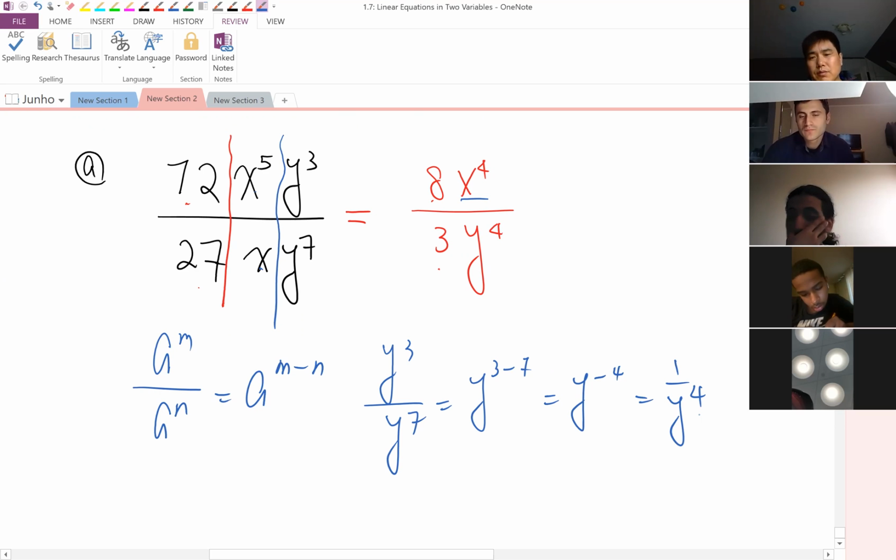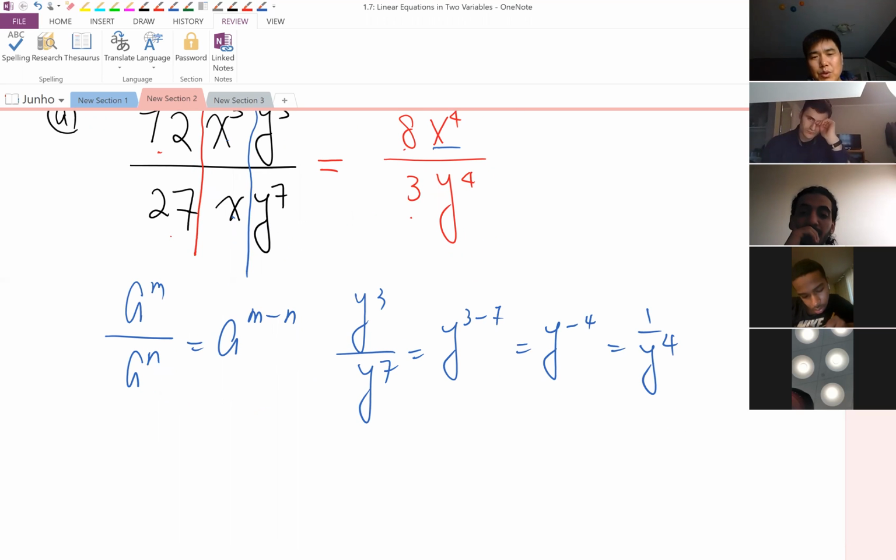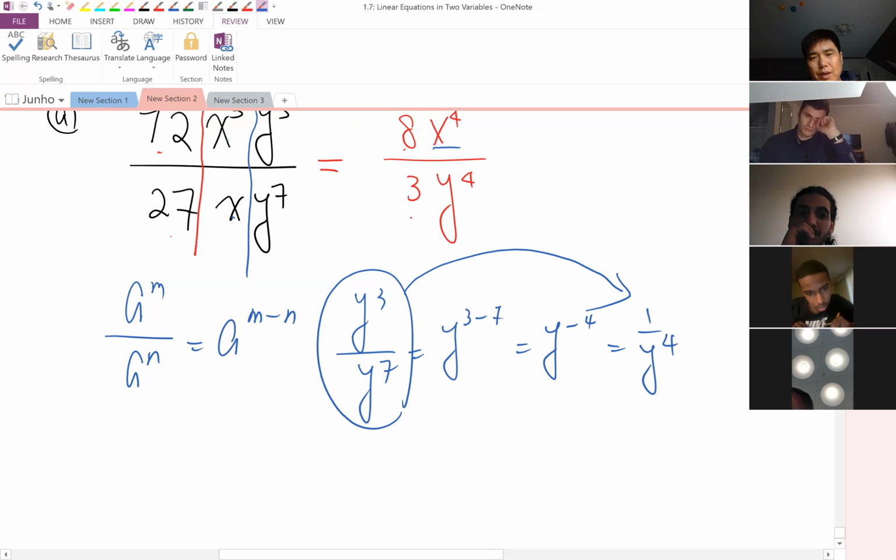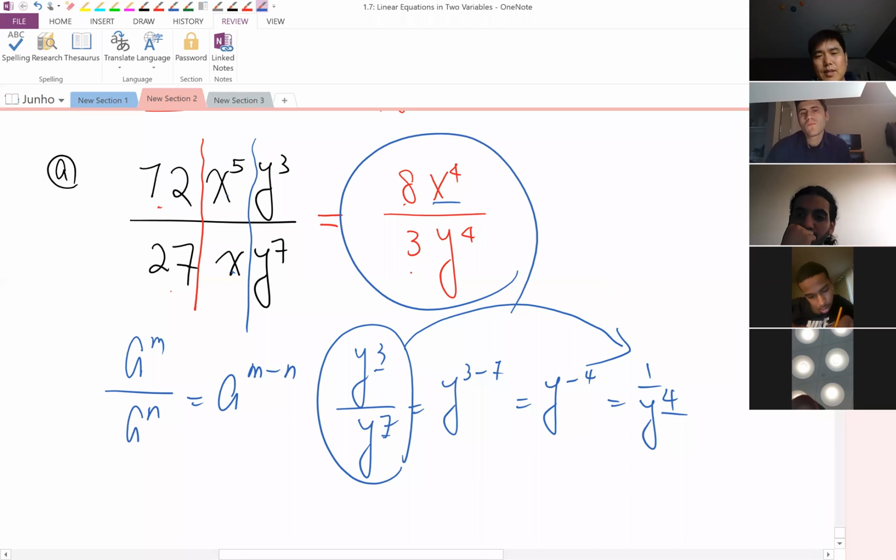From here, I think we can also take a shortcut directly. Compare which exponent is greater. Obviously 7 is more than 3, right? So count how many more and then put that on the bottom. So Marshall did a great job: 8x to the fourth over 3y to the fourth is the answer for this problem. Okay, now we know what to do.